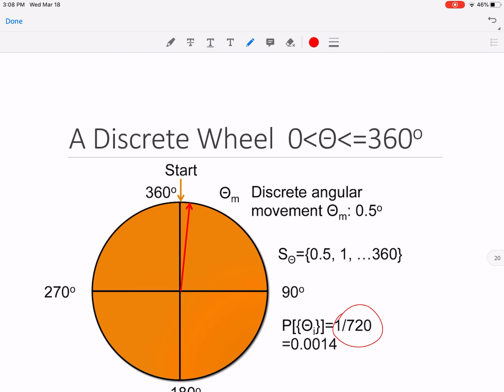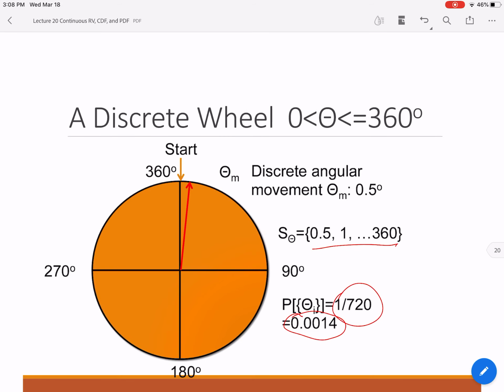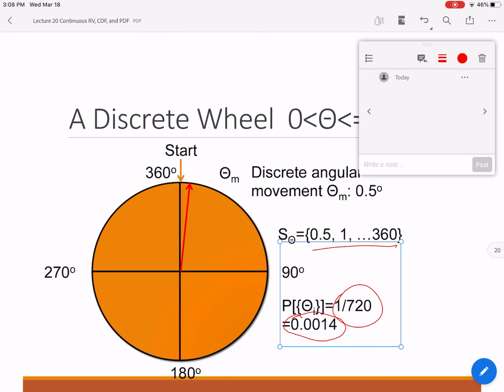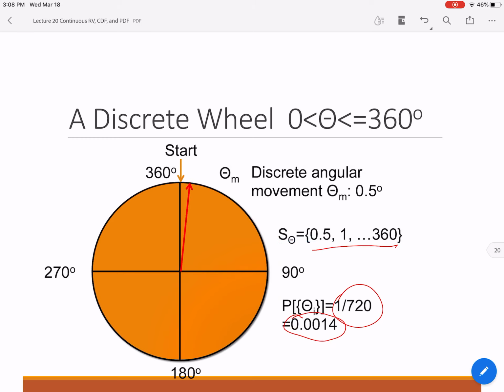So the probability that the pointer stops at a particular angle in this sample space is going to be really very small, which is equal to 0.0014. So see what's happening, you guys. As you allow your pointer to take on numerous possible angles, the probability that your pointer is going to stop at a particular place keeps on decreasing. And in fact, it keeps on going towards the value 0.